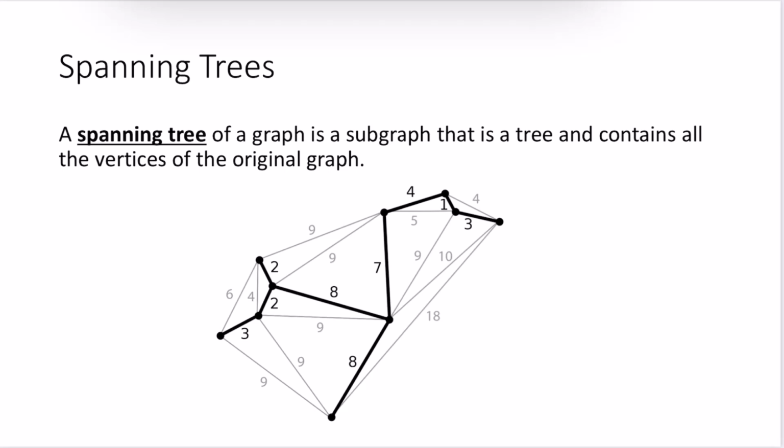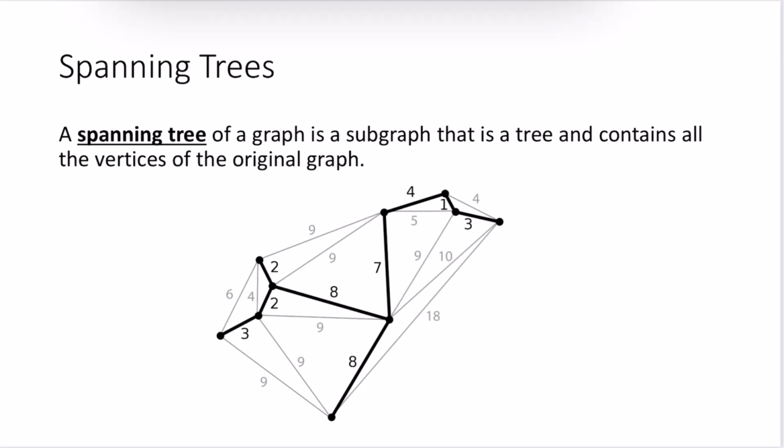So a spanning tree of a graph is basically a subgraph that's a tree, which is why it's called a spanning tree. And the spanning part means that the subgraph has to include all of the vertices of the original graph. So in this picture, the gray part of the graph is showing the original graph, and the black part is showing a spanning tree of that graph.